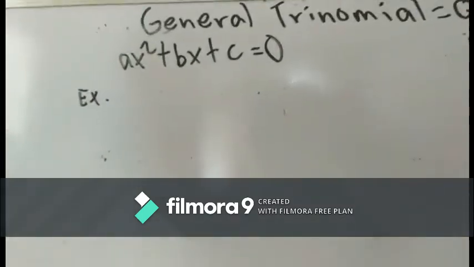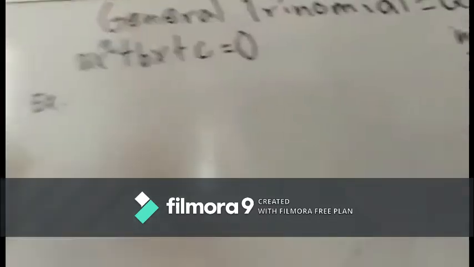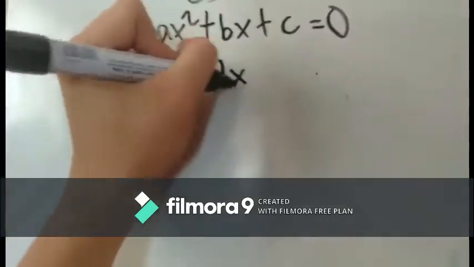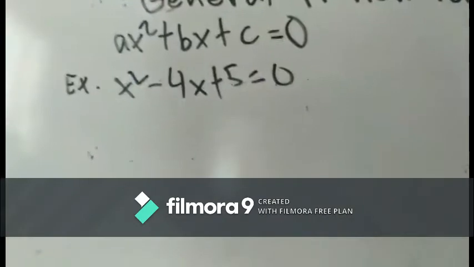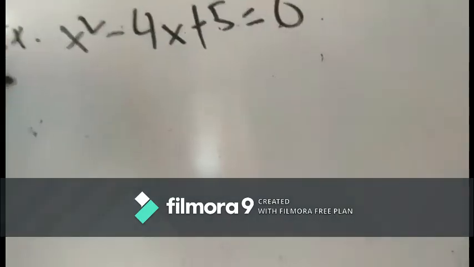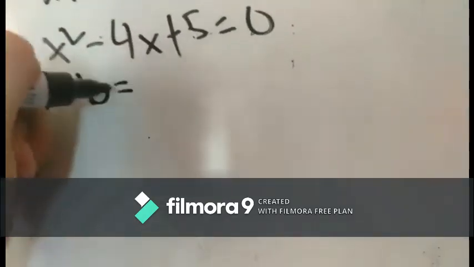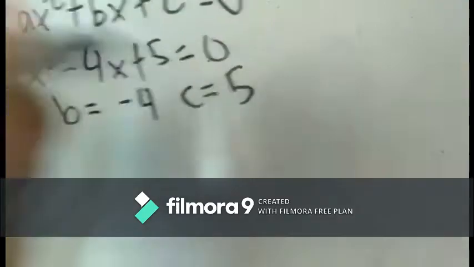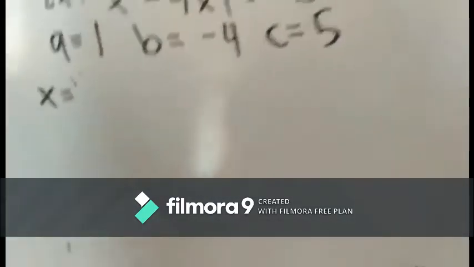Example. First, when you're using the quadratic formula, you must find the values of a, b, c. So our example is x squared minus 4x plus 5 equals 0. You must find the values of a, b, c like earlier in the seventh method. So the value of a is 1, the value of b is negative 4, and the value of c is 5. And then apply the formula.